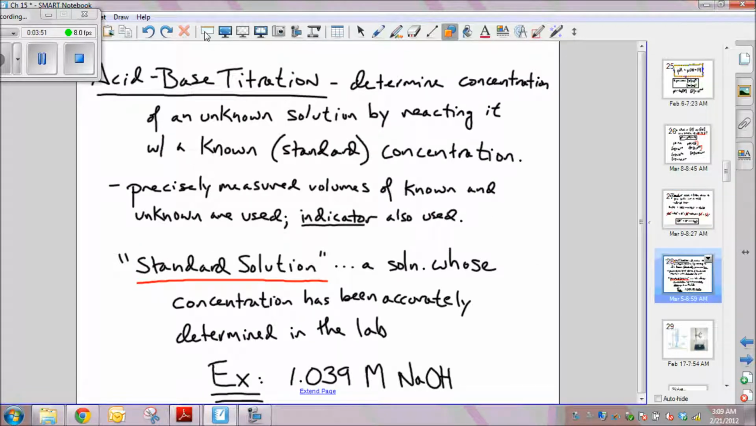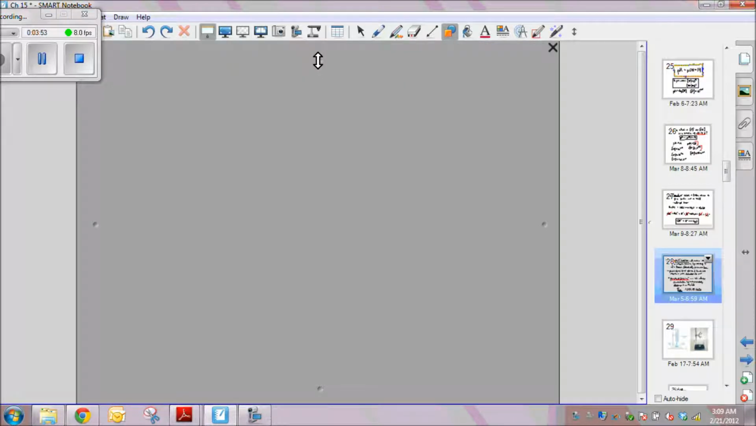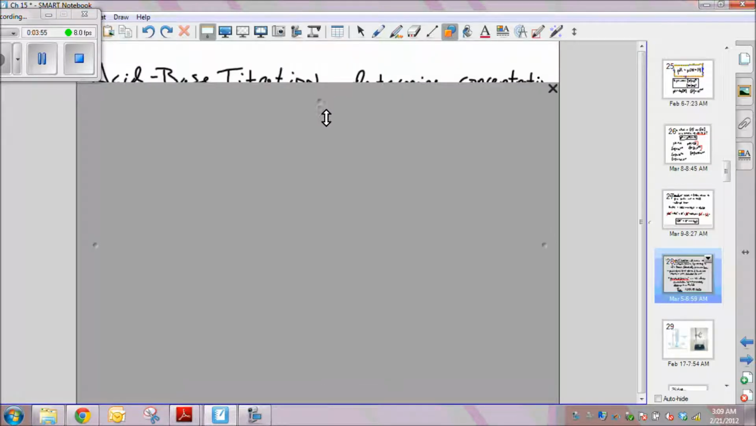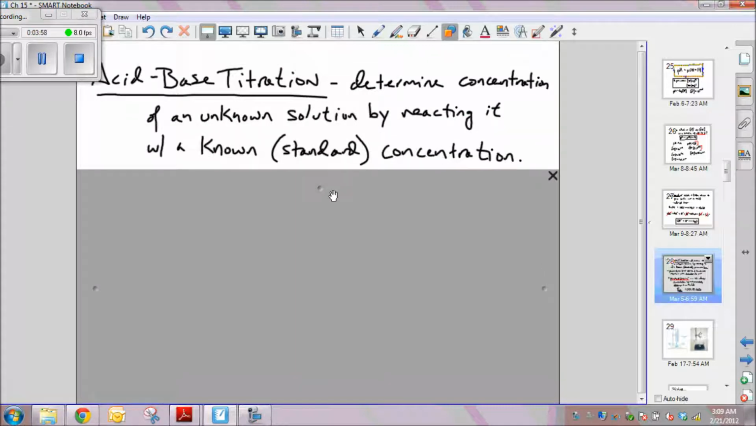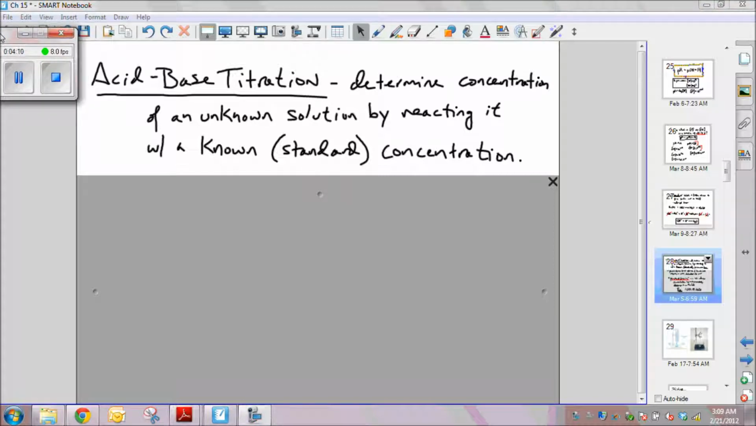And you use that in analyzing an unknown acid or unknown base compared to a known of the opposite species. So an acid-base titration, titration in general, is a really important technique in analytical chemistry, where you determine the concentration of an unknown solution by reacting it against a known or standard concentration. We are going to be doing an acid-base titration, but there are many, many different kinds of titrations in chemistry, including redox titrations and titrations of chlorides, all sorts of things when you react a known against an unknown.